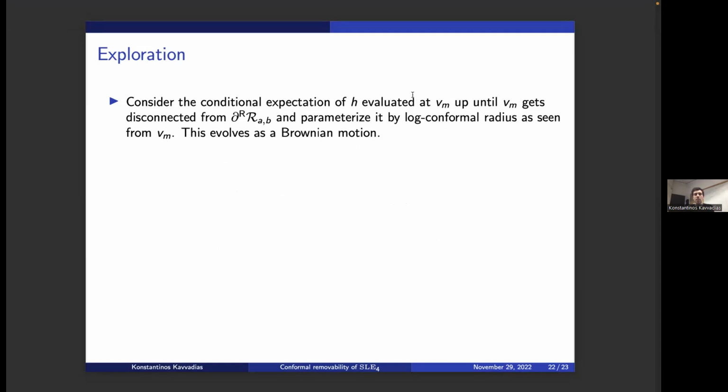So here I just consider this harmonic function evaluated at each point and stop it, of course, up until the first time that it gets disconnected from the right side, and parameterize the entire local set, the entire procedure, by log conformal radius as seen from each point. Then this will evolve as a Brownian motion, the harmonic function evaluated at this point. So, of course, this changes with time because we discover more and more level lines.